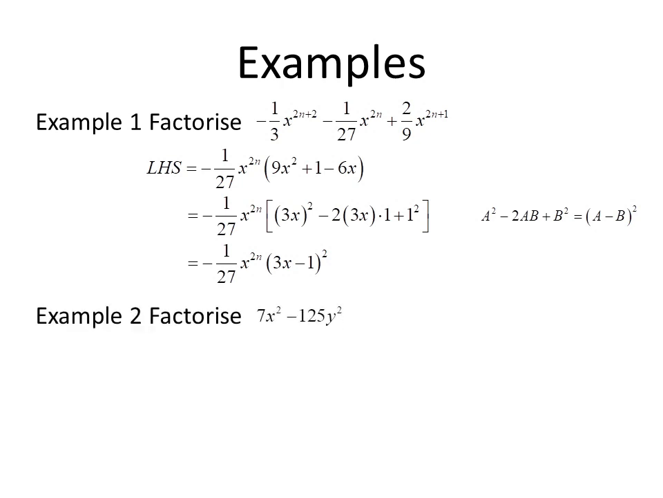Example 2 is to factorize 7x squared minus 125y squared. Intuitively, we will try the formula of the difference of 2 squares here. Now, the first thing to do is always to look for common factors of all the terms, and we find number 7 is the common factor in this case.